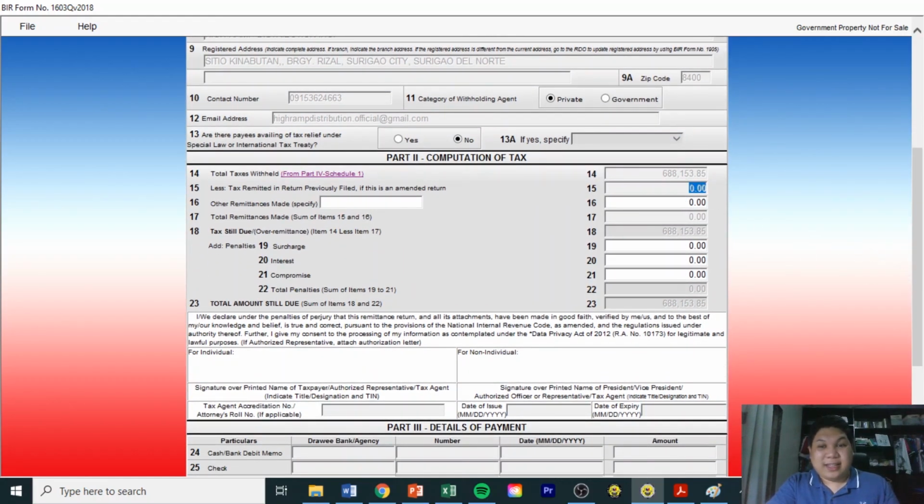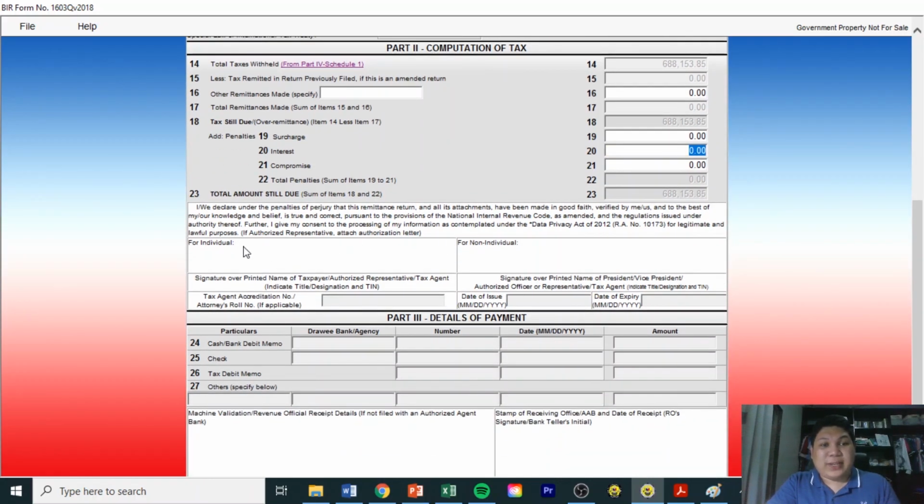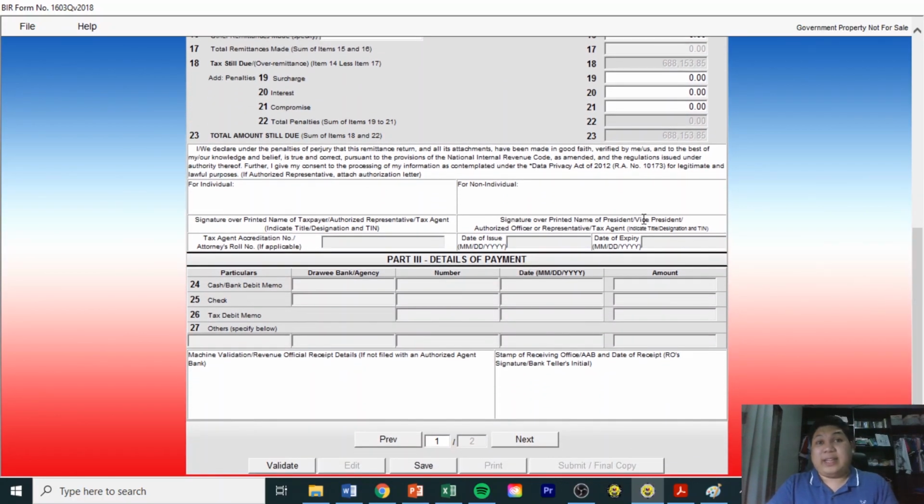That's it. That's how you prepare 1603. There is no interest because we are not filing late. There is no surcharge, of course, and here you can put your name if you are the taxpayer, or if you are a corporation, then you can put your registered name here. I will not put anything here because I cannot enter, but I can write my names here manually.